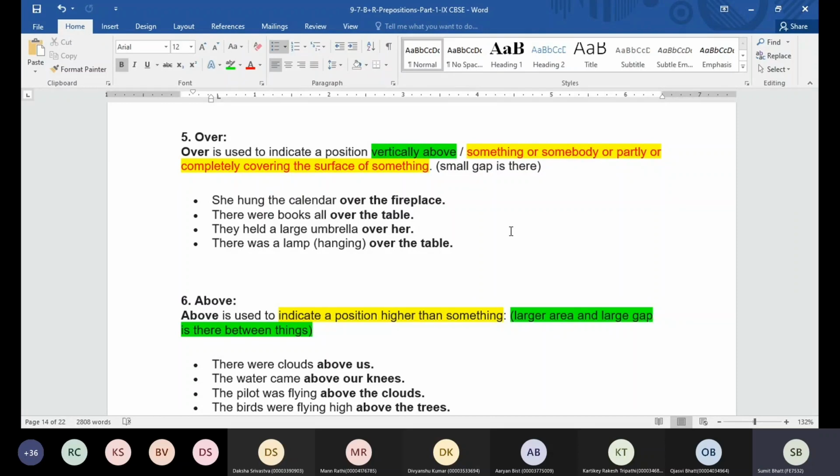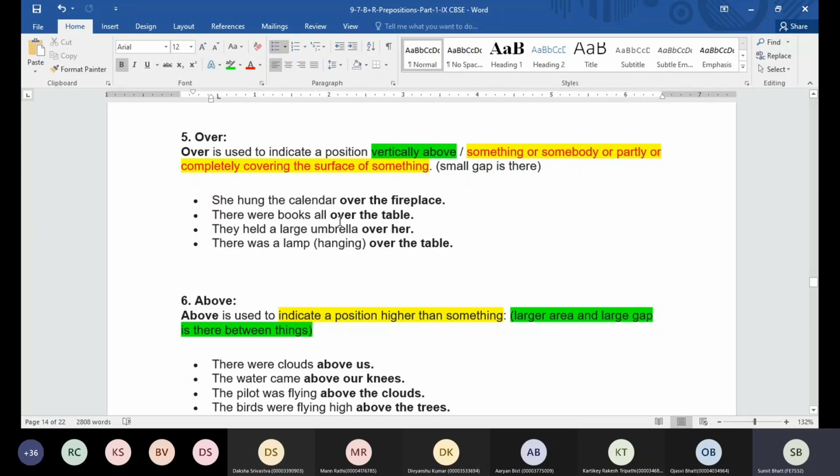Under is going to mean we're referring to two things. One thing is covering another: one thing on top and something at the bottom, and the top thing is covering the bottom thing. Then we use the word under. It's just going to be the opposite. If you're referring from the down position to the upper position, then we use the word over. So over is used to indicate a position vertically above something, or partly or completely covering the surface of something. Or we can say there is hardly any gap, a small gap.